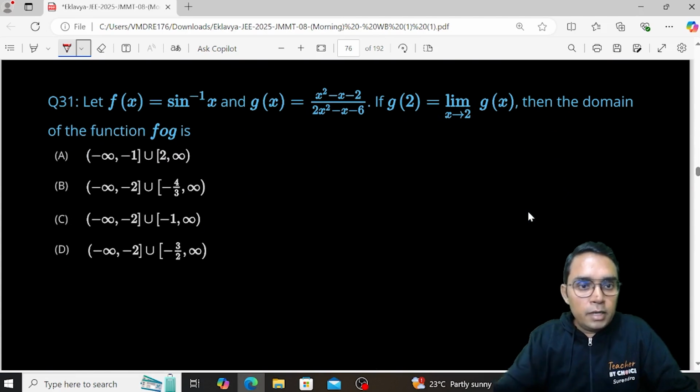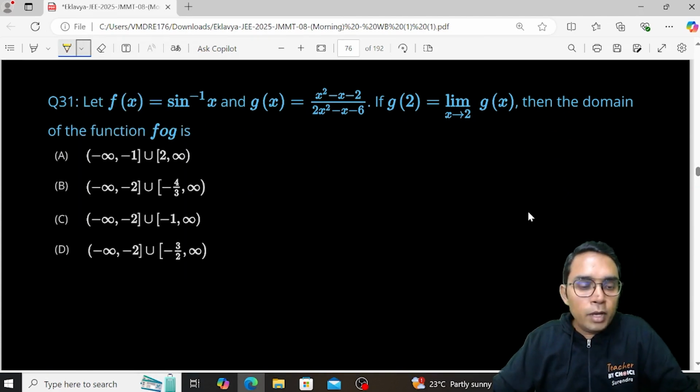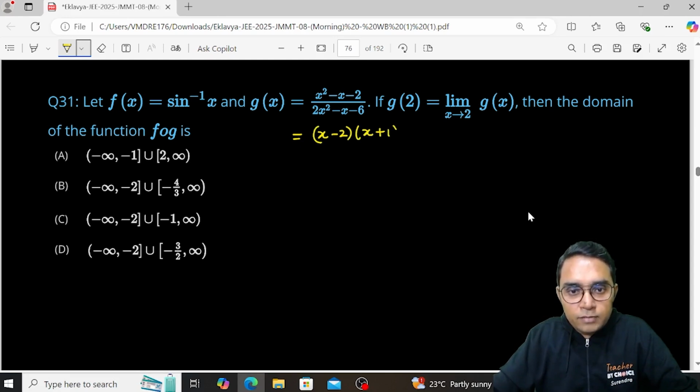Coming to question number 31, here we are asked to find the domain of function f of g, where g(x) is this quadratic upon quadratic and g(2) they are saying is equal to limit x approaches to 2 of g(x). Actually this g(x) is a function where you can see this x minus 2 factor is common in numerator as well as in the denominator. So x minus 2 here also, and it is 2x plus 3. So please see the product in denominator is also matching, 2x square minus 4x plus 3x minus 6.